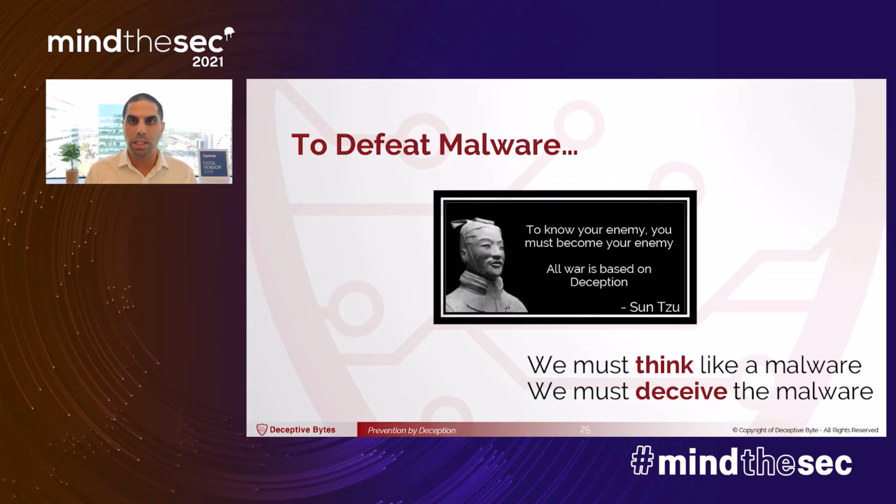Like any good military leader, to defeat the enemy, we must study their tactics. So how can we use this knowledge to our advantage and prevent malware?